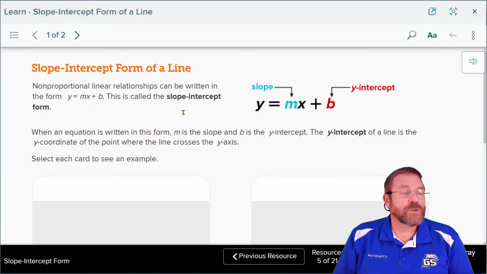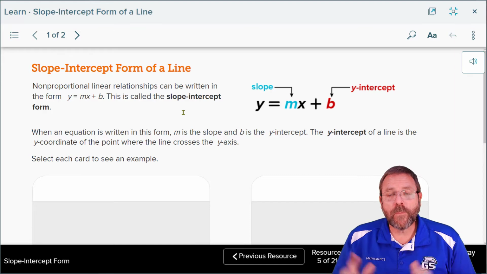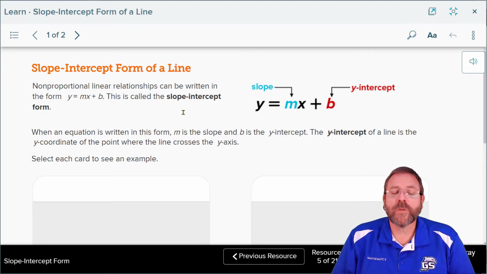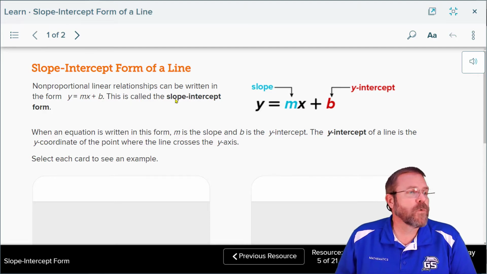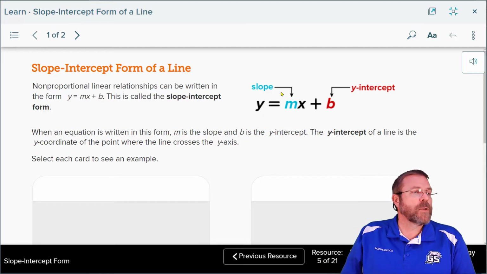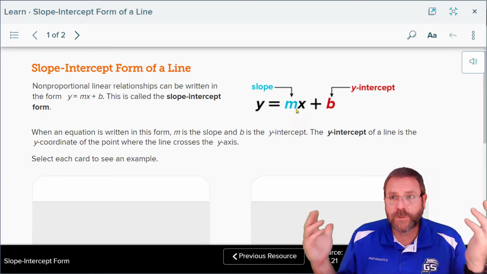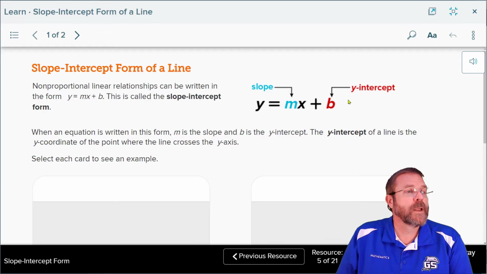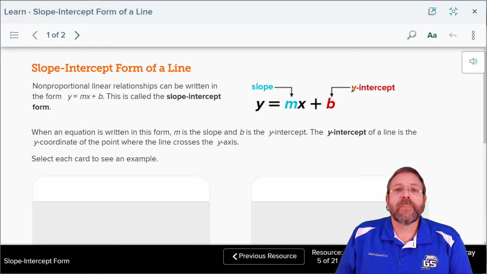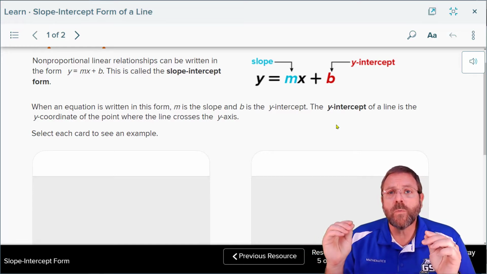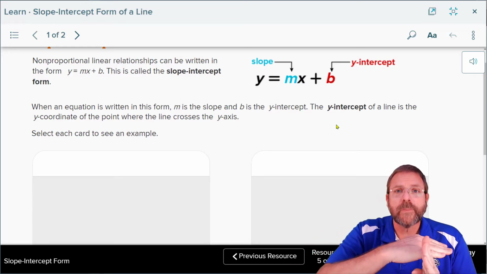Non-proportional linear relationships can be written in the form y equals mx plus b. And that form, y equals mx plus b, is known as the slope-intercept form. It's also known as the y-intercept form. You can see right here, you've got your slope. That's going to be your m value. And you're going to discover your slope just like we've done all the other slopes we worked. And then your b, that is going to be your y-intercept. And the y-intercept is the point where the graph crosses the y-axis.